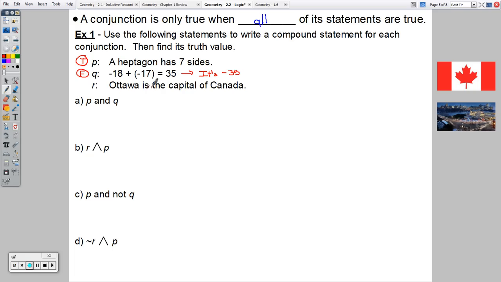And statement R, Ottawa is the capital of Canada. You might not know that, but it is. Our neighbors to the north. That is true.